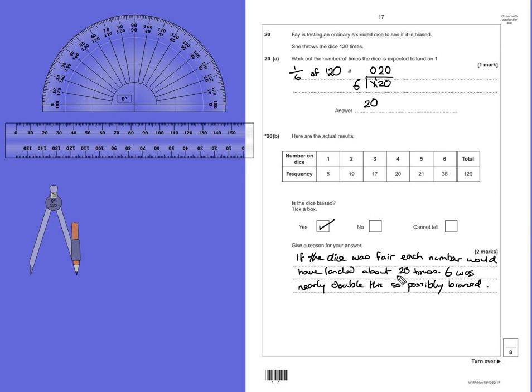It couldn't hurt either if you included a little note here to say after 120 experiments we would have expected to see a fair result. Either way, that should be enough justification to show that you understand a fair result's equal, and this was not fair.